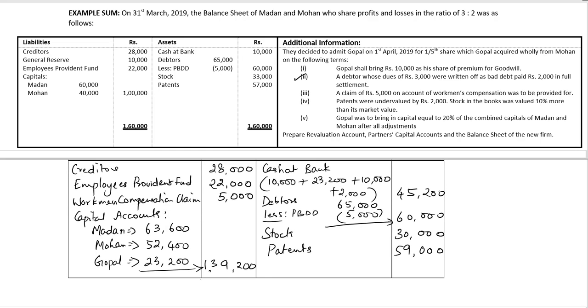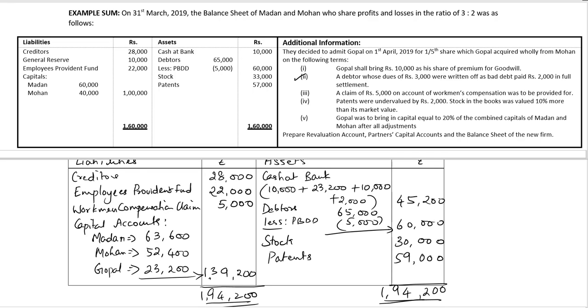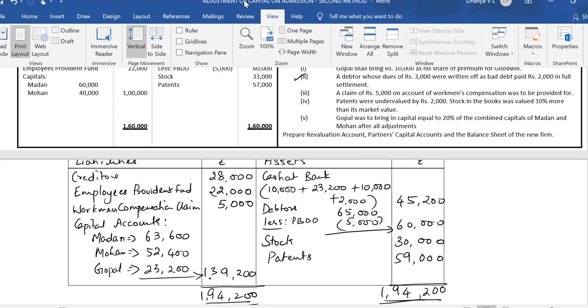Let's check if the balance sheet tallies. The total of the liability side, 1,94,200 rupees. Total of the asset side is also rupees 1,94,200. I'll remove the split and we can view all the accounts together.